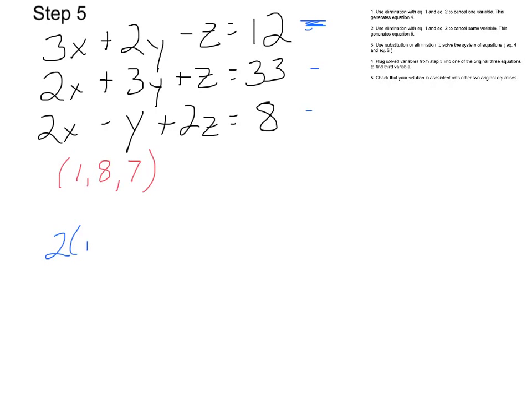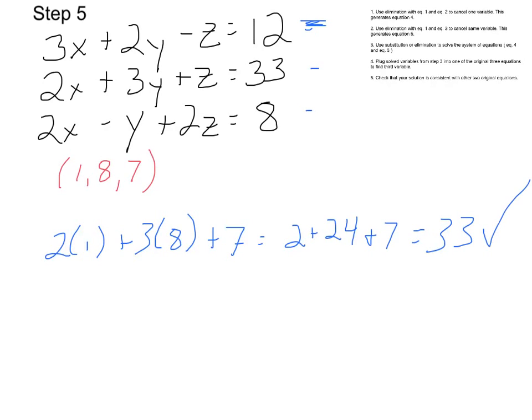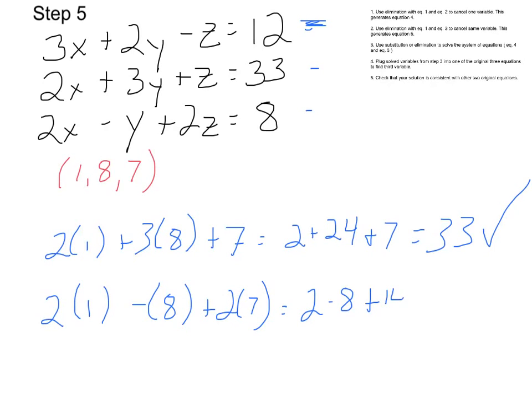So 2 times 1 plus 3 times 8 plus 7 is equal to 2 plus 24 plus 7, which is equal to 33. And that checks out. And then we check with the final equation, 2 times 1 minus 8 plus 2 times 7 is equal to 2 minus 8 plus 14, which is equal to 8. And that checks out.